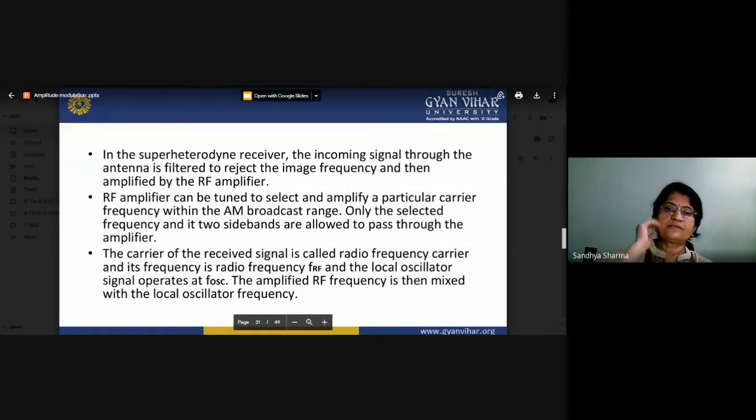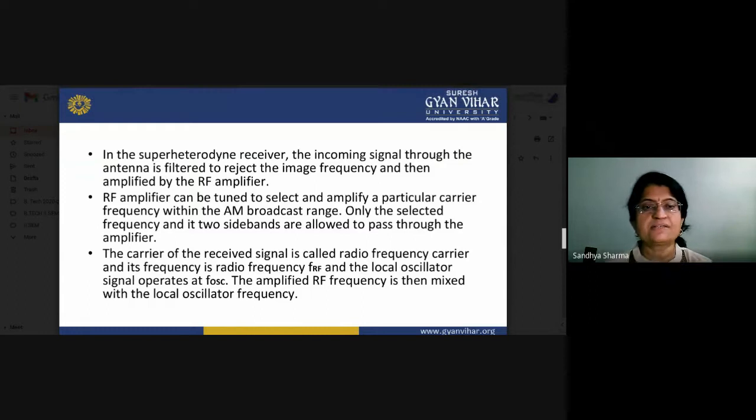Now we will see the superheterodyne receiver. The incoming signal through the antenna is filtered to reject the image frequency. There is again a problem of image signals, and we want to remove those image signals. First, it is amplified by the RF amplifier, so the amplification work is done. The RF amplifier can be tuned to select and amplify a particular frequency.